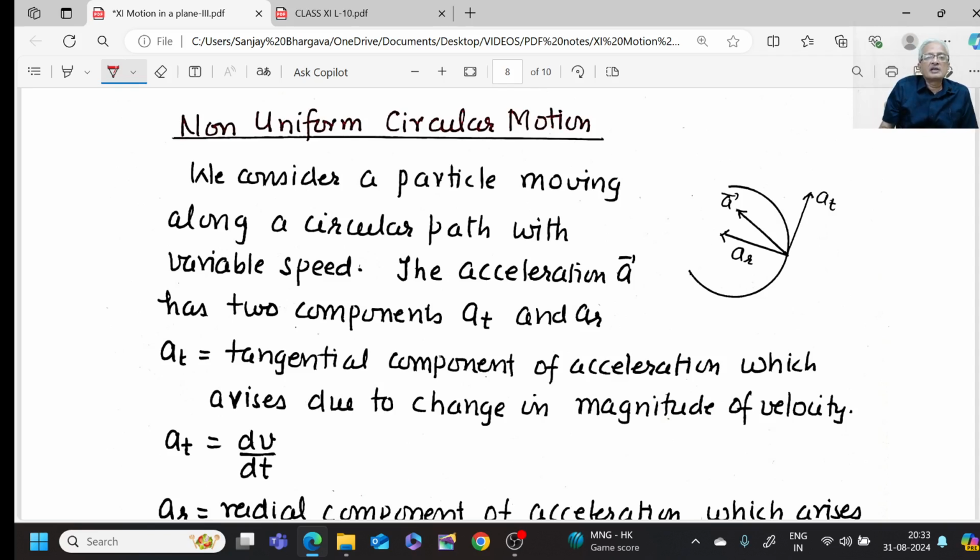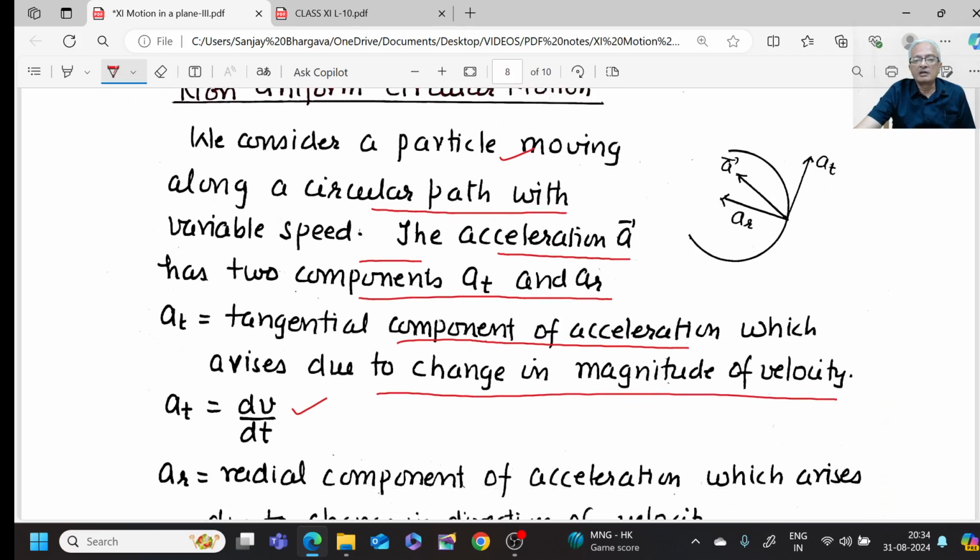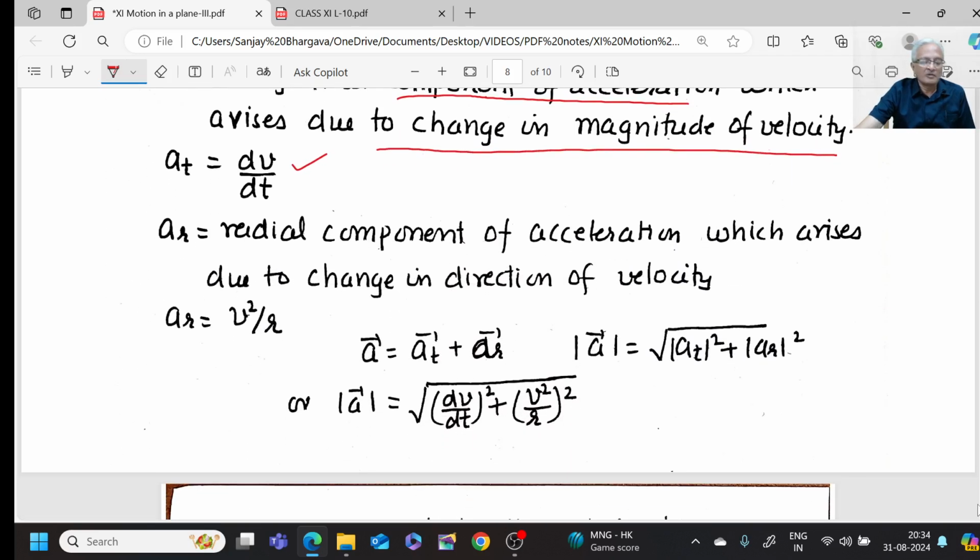Here we consider a particle moving along a circular path with variable speed. The acceleration vector A has two components, a_t and a_r. a_t, the tangential component of the acceleration, arises due to change in magnitude of velocity. a_t is equal to dv by dt. The second component is a_r, the radial component of acceleration, which arises due to change in the direction of velocity. And a_r we have already calculated as v square by r.